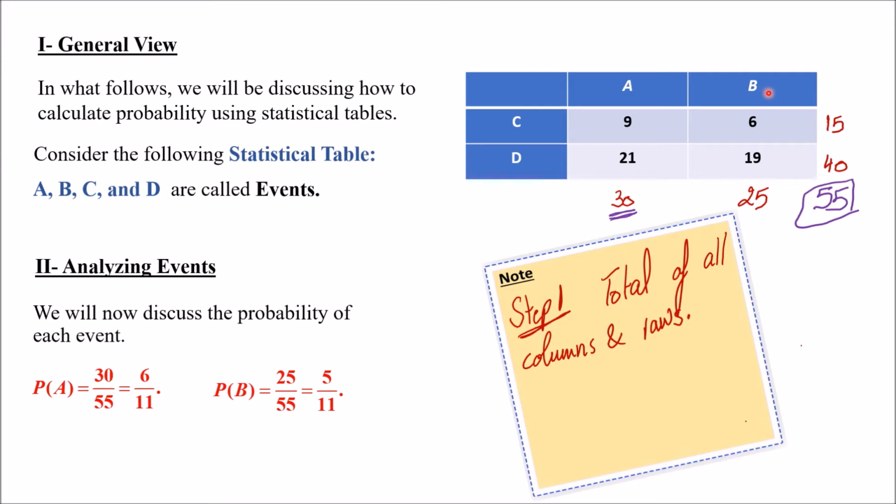Probability of B, similarly, in the column B, we have 25. Therefore, the probability of B is the total of B, which is 25 over 55. Similarly, probability of C, of event C, is equal to 15, which is the cardinal of C, over 55. And at last, we have probability of D is equal, if you look here at D, we have 40 over 55, which is equal to 8 over 11.